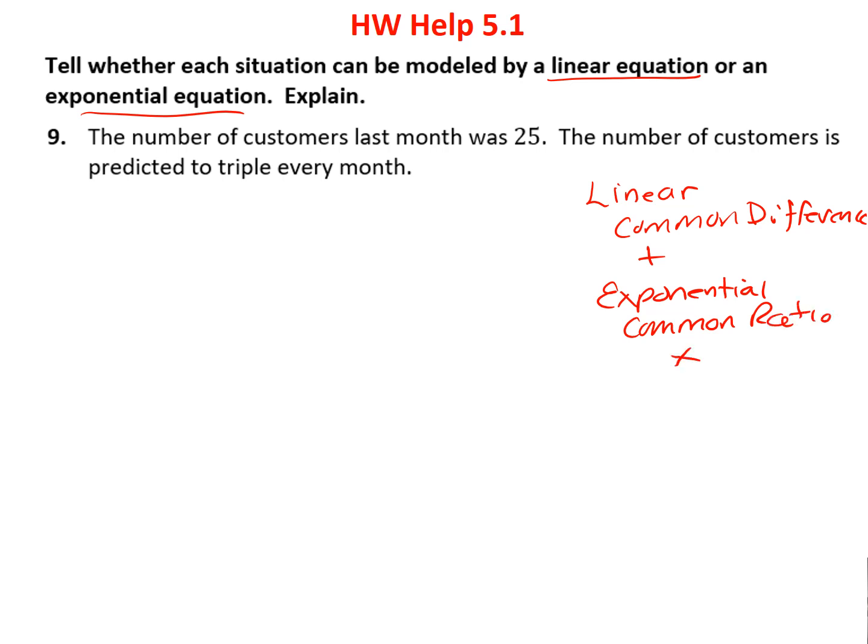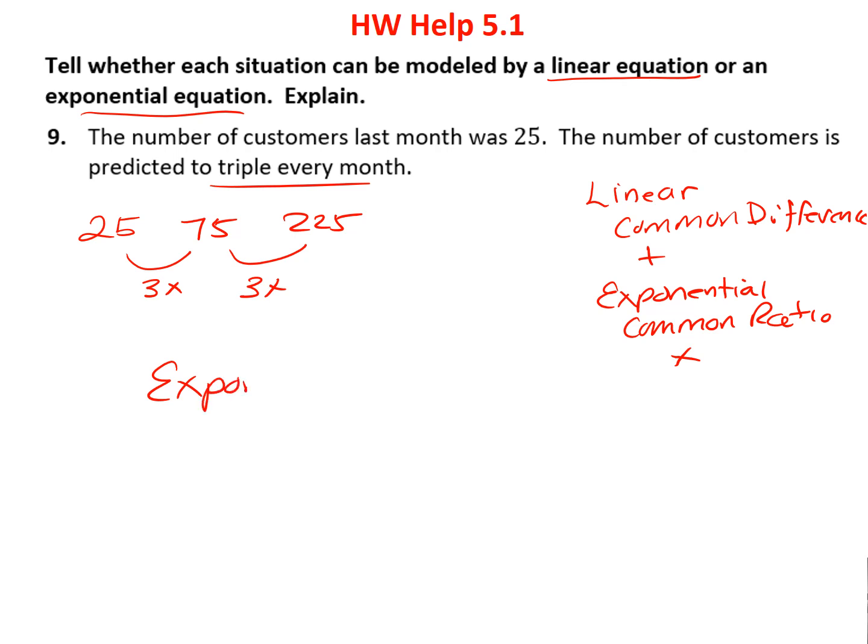which means we're multiplying. Now you notice here we start with 25, and then it says it triples every month. So I'm going to multiply this by 3, and I'm going to get 75. Okay, so you should be able to see already where this is going, because notice now, what am I going to do every month? I'm going to multiply it by 3, so I'm going to get 225. So notice it's not adding the same amount, it's multiplying the same amount. So this is an exponential function.